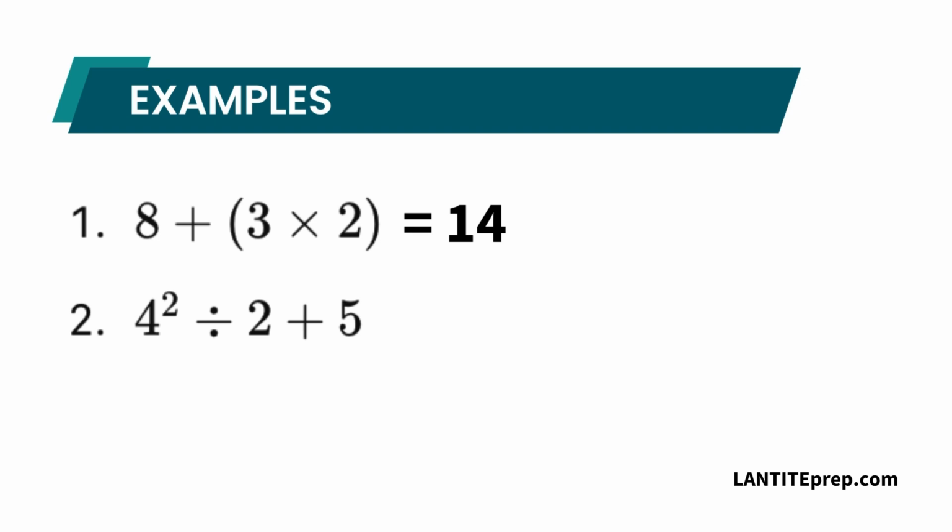Here, we'll start by finding the exponent of 4 squared, which is 16. Then we can take 16 divided by 2 to get 8. And finally, we can add 8 and 5 together to make 13.